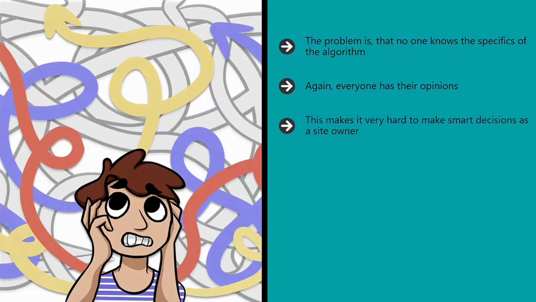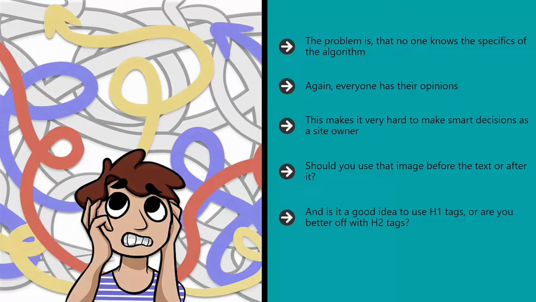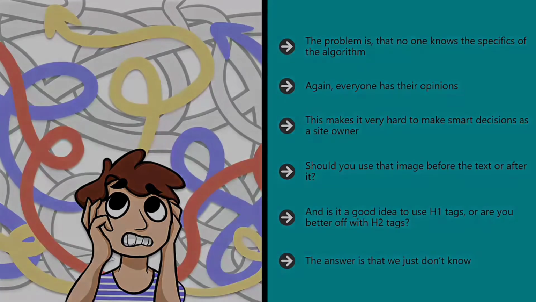This makes it very hard to make smart decisions as a site owner. Do you include more keywords in your articles or not? Should you use that image before the text or after it? And is it a good idea to use H1 tags, or are you better off with H2 tags? The answer is that we just don't know. And for that reason, the best option is to run A/B tests, the other term for split tests, in order to see which changes positively affect your search ranking and which do not.